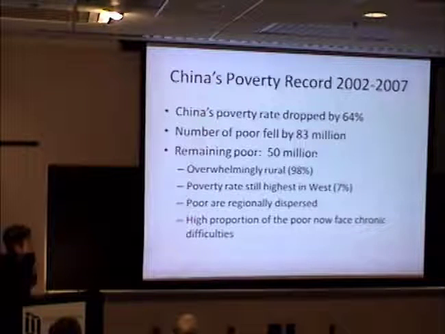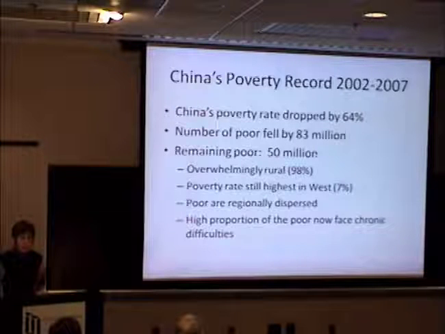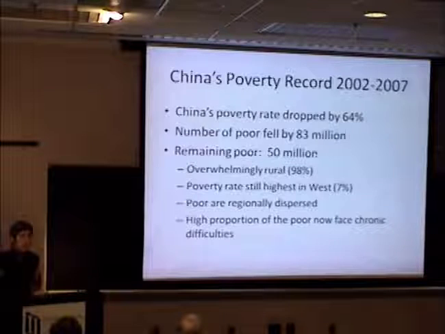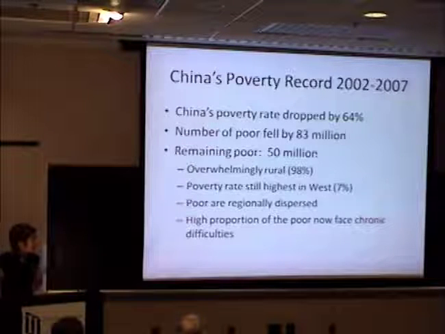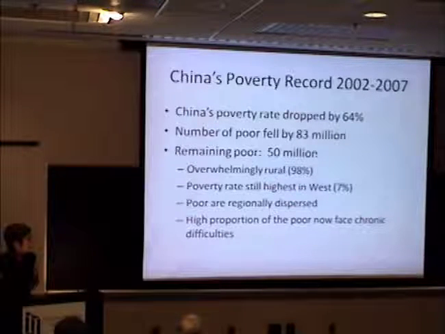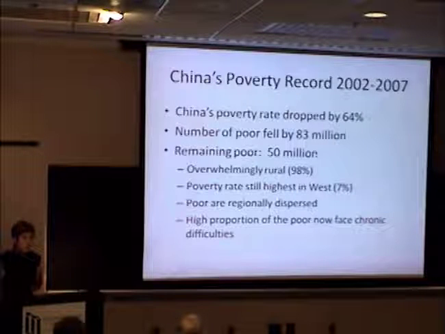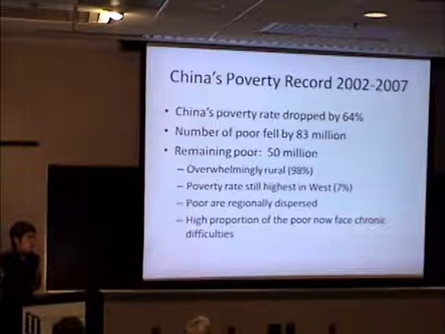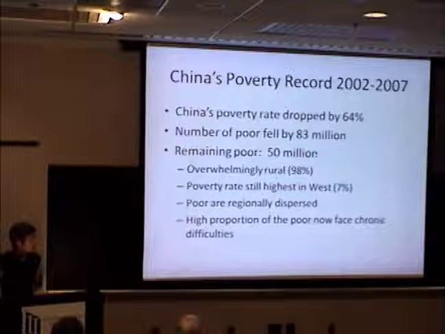And the remaining poor, there are roughly 50 million remaining poor, which is still a big number in absolute terms, bigger than the population of my country of residence, Canada. They're overwhelmingly rural, regionally dispersed, although the poverty rate is highest in Western China. And an increasingly high proportion of the remaining poor face chronic difficulties, so it's increasingly hard to find ways to alleviate poverty for those who remain poor.